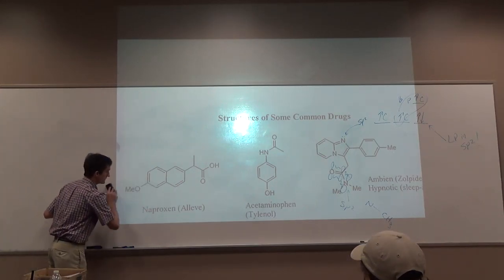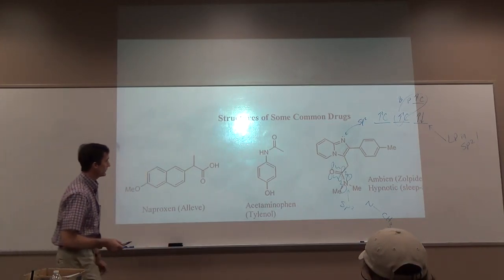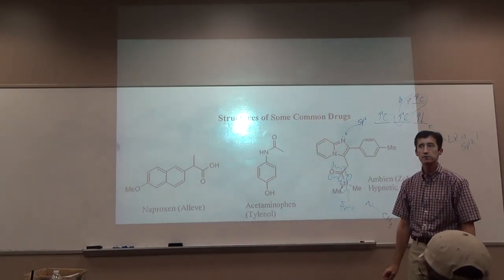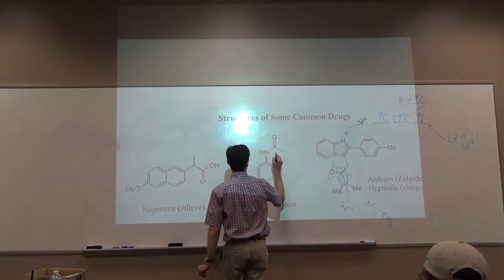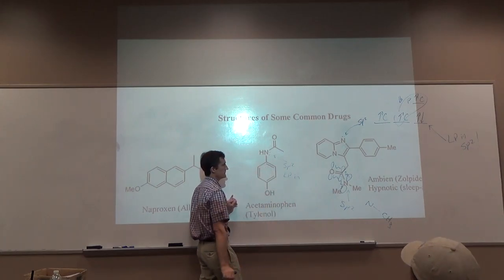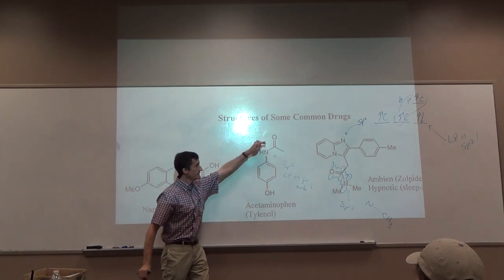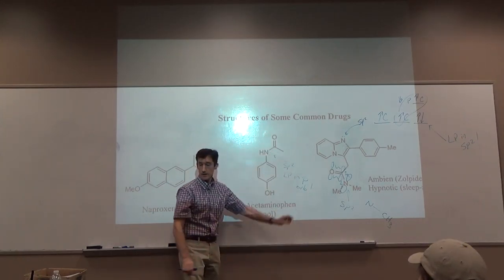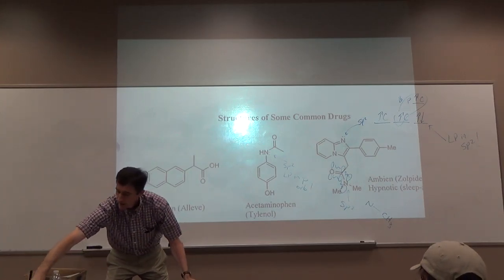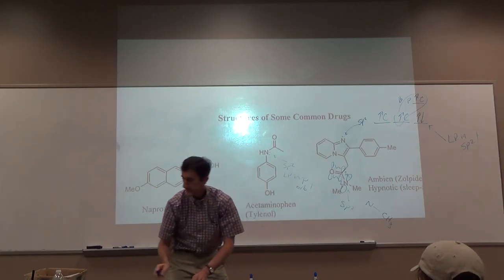Good questions. What about the nitrogen in Tylenol? Let's see if we can find another one here before we move on. What's the hybridization? sp2. What do you envision going on here? sp2, lone pair in what type of orbital? p orbital, lining up with the adjacent. It's actually got p orbitals on both sides.